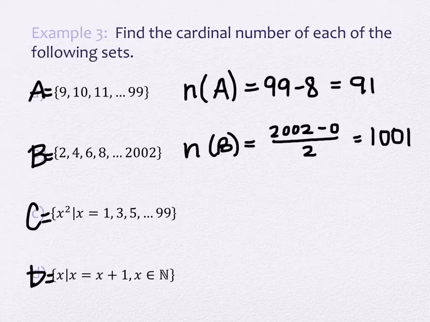Just so I make sure I'm understanding, you did this minus 0 because 0 would have come before 2? Correct. So if we would have started at 4, then it would be 2002 minus 2? Correct, because that would have come before 4. Exactly.